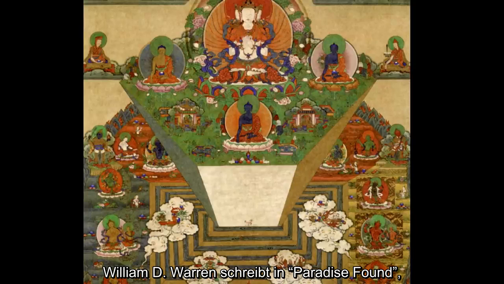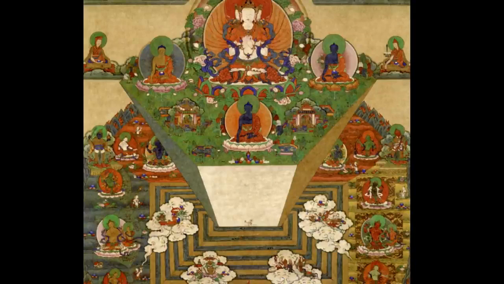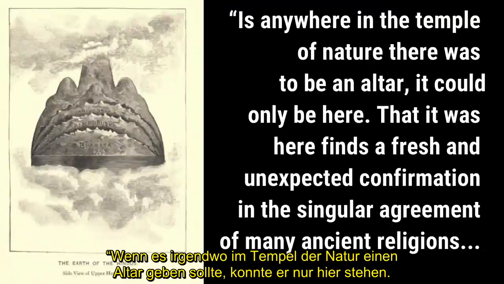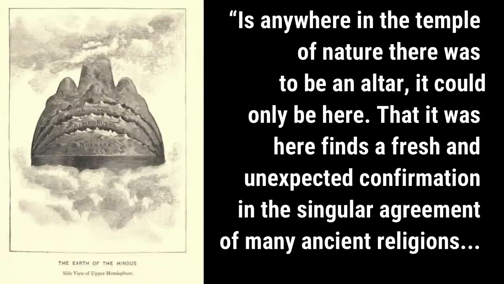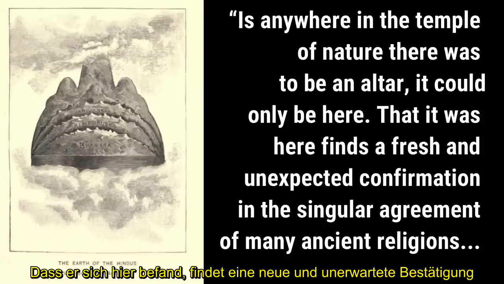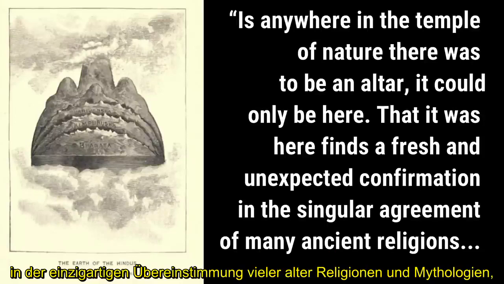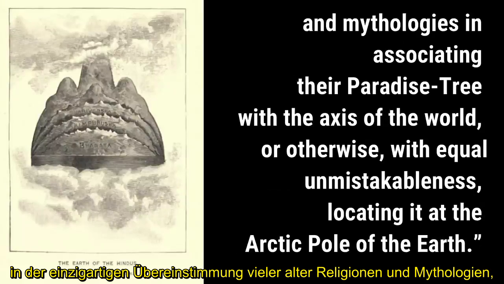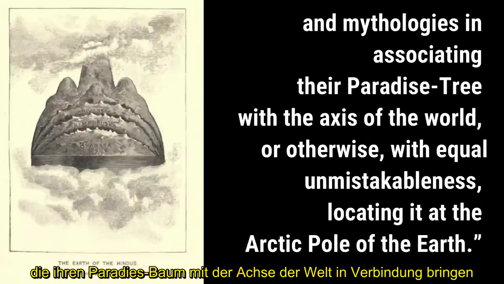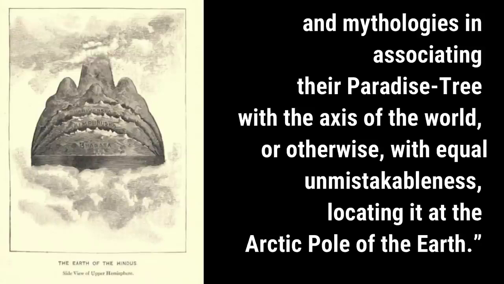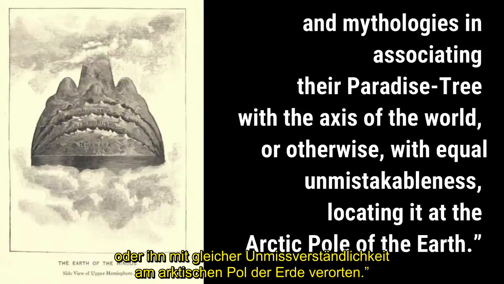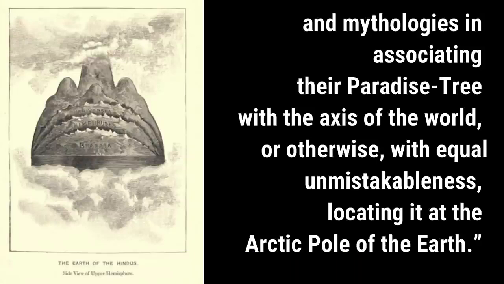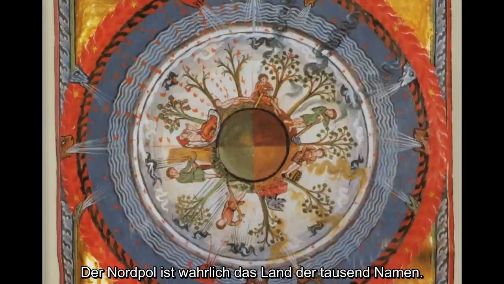William D. Warren in Paradise Found states, "If anywhere in the temple of nature there was to be an altar, it could only be here. That it was here finds a fresh and unexpected confirmation in the singular agreement of many ancient religions and mythologies in associating their paradise tree with the axis of the world, or otherwise with equal unmistakableness, locating it at the Arctic pole of the earth." The North Pole is truly the land of 1,000 names.